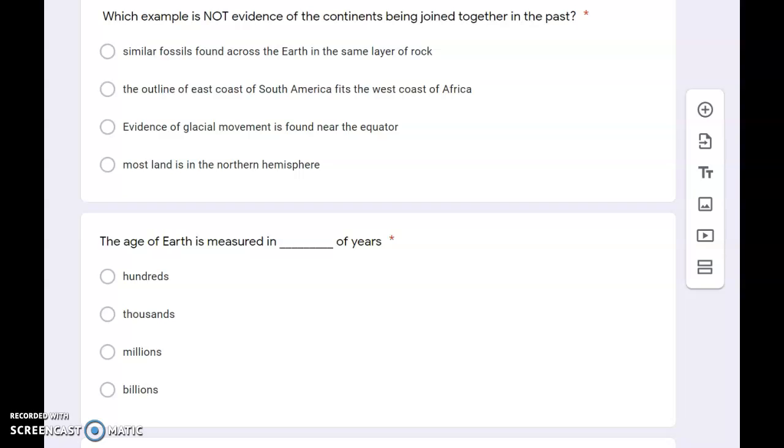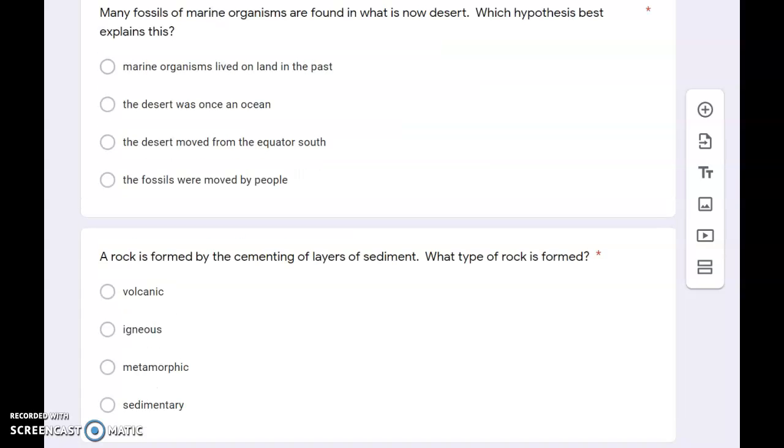The earth is measured in blank of years: hundreds, thousands, millions, or billions. Many fossils of marine organisms are found in what is now desert. Which hypothesis best explains this? Marine organisms lived on land in the past. The desert was once an ocean. The desert moved from the equator south. The fossils were moved by people.